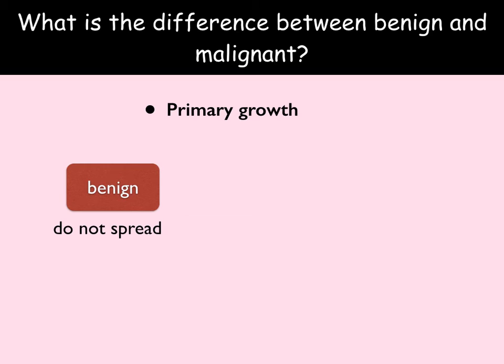Now, you've heard of the terms benign and malignant. What do they mean? Well, a small group of tumor cells is called the primary growth, and it can have two types. You can have benign or malignant. Benign tumors do not spread from their site of origin, but they can compress and displace surrounding tissues. For example, warts, ovarian cysts, and some brain tumors.